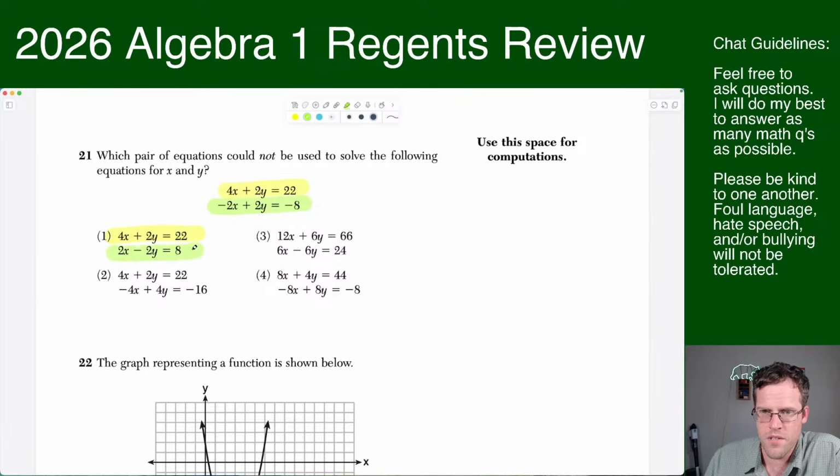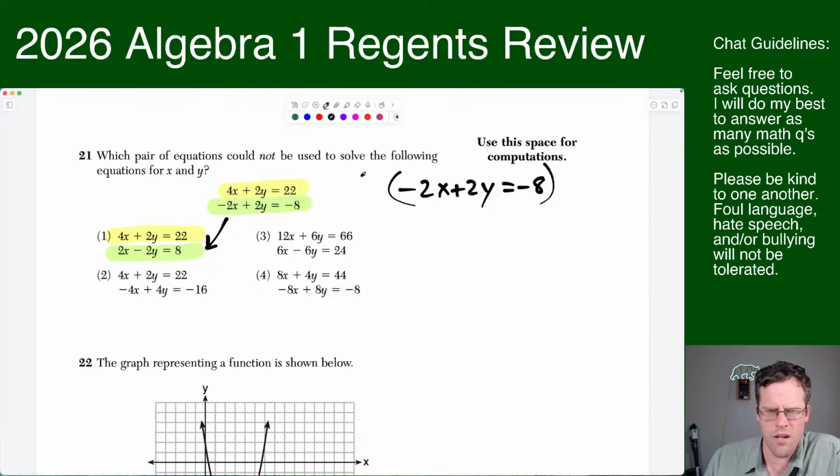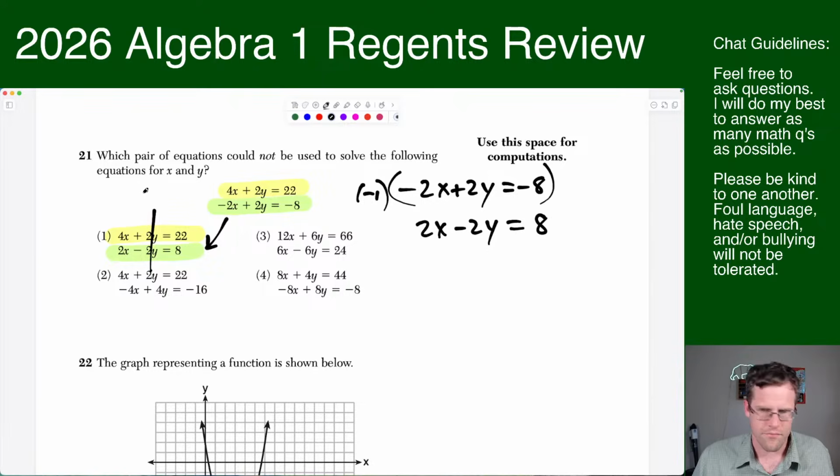So here to here, what was the change? Well, it's like they took this and multiplied by -1 to get 2x minus 2y equals positive 8. Why they do that? Because then these eliminate. Elimination. So which one could not be used? So this works. So it's out. All right, so this one's out.